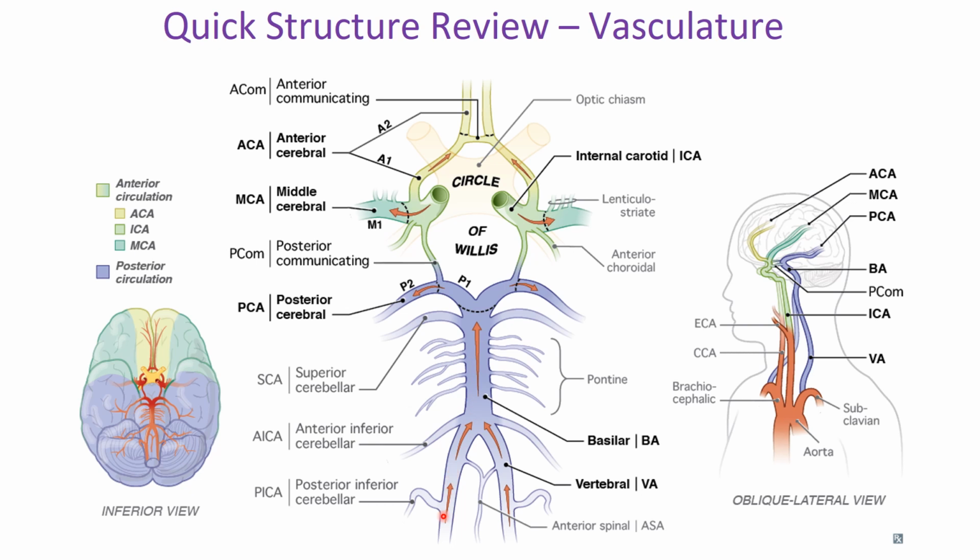Now, usually coming off the vertebral arteries as you're getting into the brainstem, you're going to have the posterior inferior cerebellar artery, or the PICA. As you go more superiorly, you have the AICA, the anterior inferior cerebellar artery.